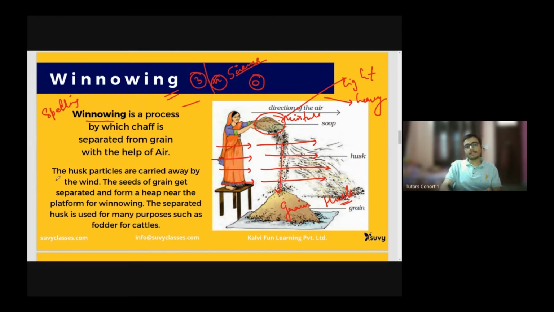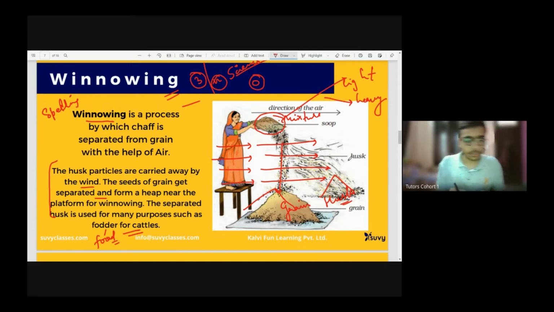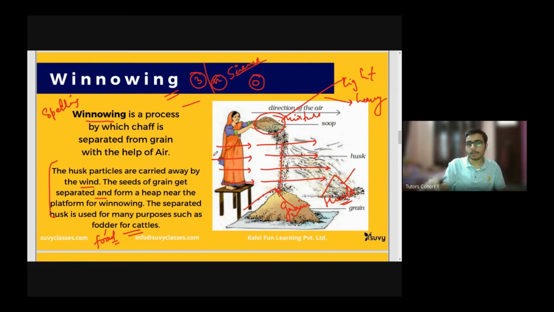Okay, so as I said, the husk particles are carried away by the wind. The seeds of grains get separated and form a heap. They will form a heap here, near the platform where the lady is standing. The separated husk is used for many purposes such as fodder for cattle. Fodder means food for cattle. So this husk we can give to animals for eating. They will consume this husk. Okay, so now we are using both the separated substances. We are taking use from both.